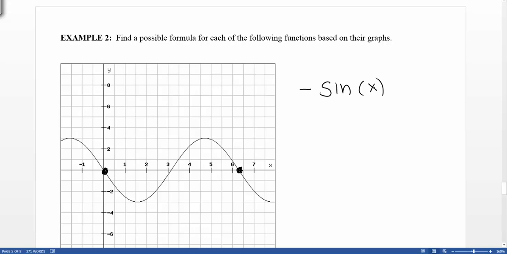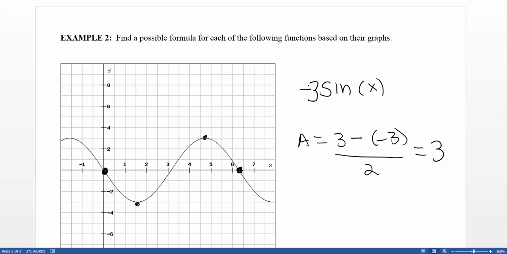The other piece I need to consider is whether or not my amplitude has been changed. So again, I'm going to find the maximum y value, which here is 3, and then the minimum y value, which is -3. And I'm going to divide that by 2. 3 minus -3 is 6. 6 divided by 2 is 3. So my amplitude here is 3, which means I would need to multiply my sine function by 3 in order for it to live between 3 and -3.